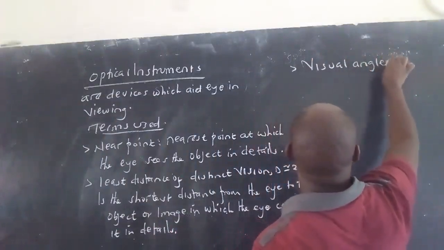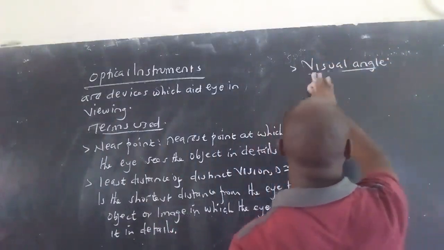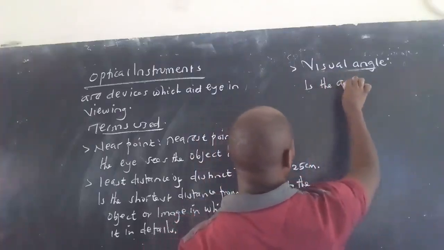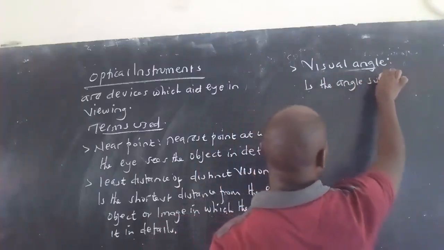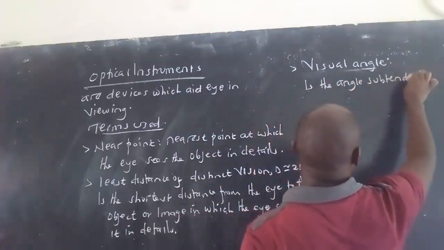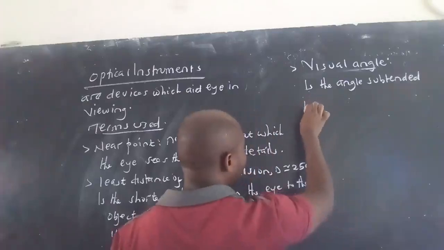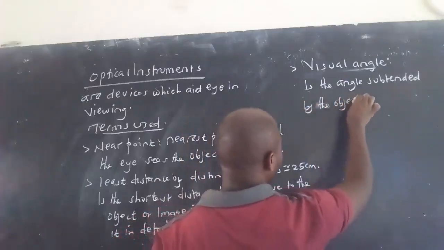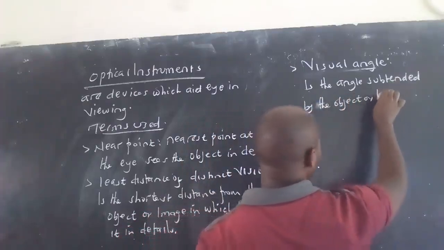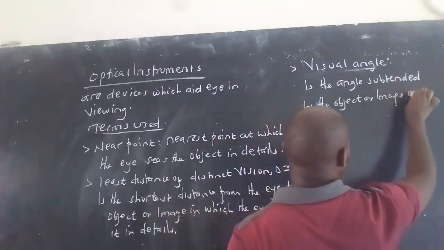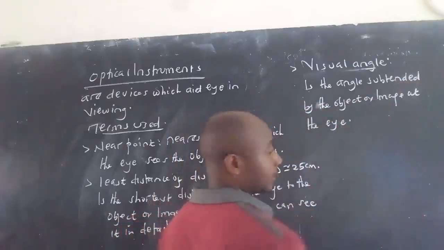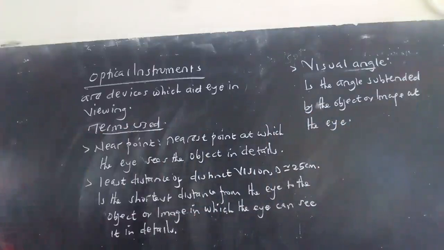Now, visual angle is the angle subtended by the object or image at the eye. That's what we call the visual angle.